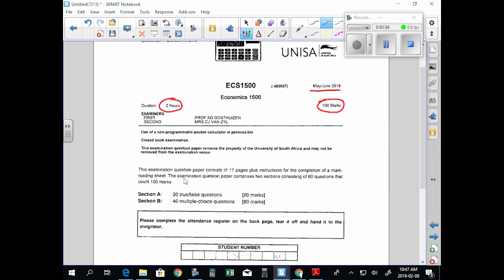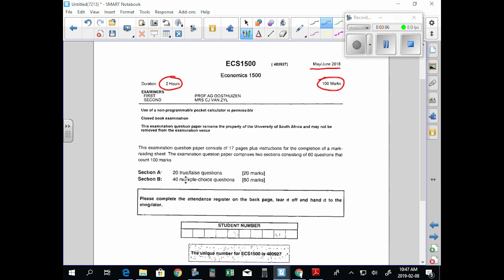It has section A and section B. Your section A consists of 20 true or false questions. You just need to say is it true or is it false. And then section B is 40 multiple choice questions. So all in all, you have 60 questions that you need to complete in 2 hours. So you need to manage your time as well. If you're not understanding a question, it's okay to leave it for a bit, look at what you know quickly, and then come back to the rest. But we'll talk about exam strategies later on.